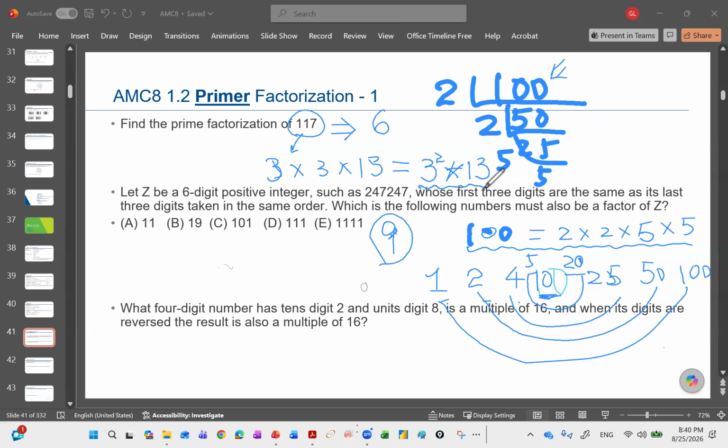So you can write this one. The same here, 100, you can rewrite like this: 2 square times 5 square.